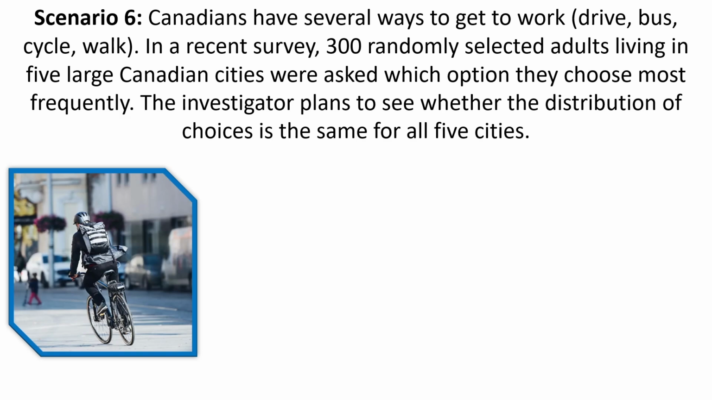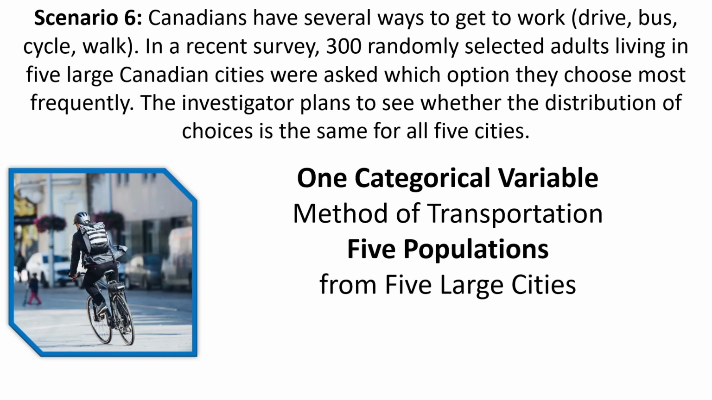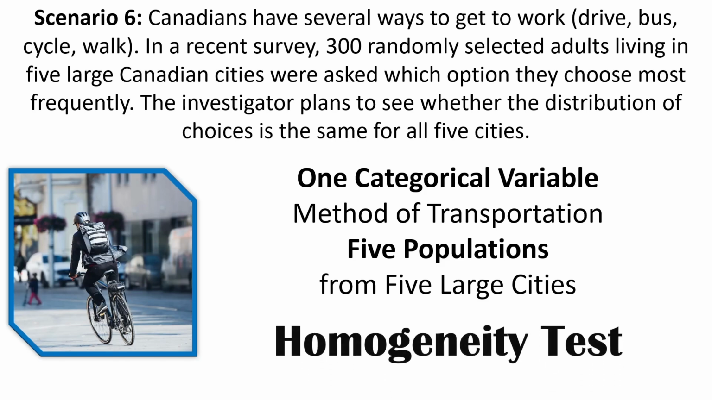So what do we have here? We have one categorical variable. That's the method of transportation. And we're drawing samples from 5 Canadian cities, and so we have 5 populations. So the only chi-squared model that has more than one population is the homogeneity test. And so this must be a homogeneity test.